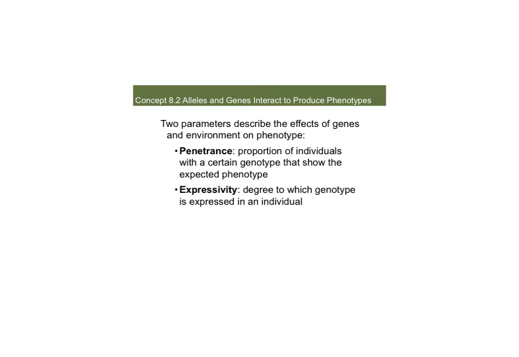So when we're talking about the effect of the genes and the environment on the phenotype, there are some vocab words that we need to go over. The first one is penetrance. This is the proportion of individuals with a certain genotype that show the expected phenotype. So how much of the population that has the genes that code for this trait actually expresses that trait. Expressivity is the degree to which the genotype is expressed in an individual. So how much of that expected trait is shown.